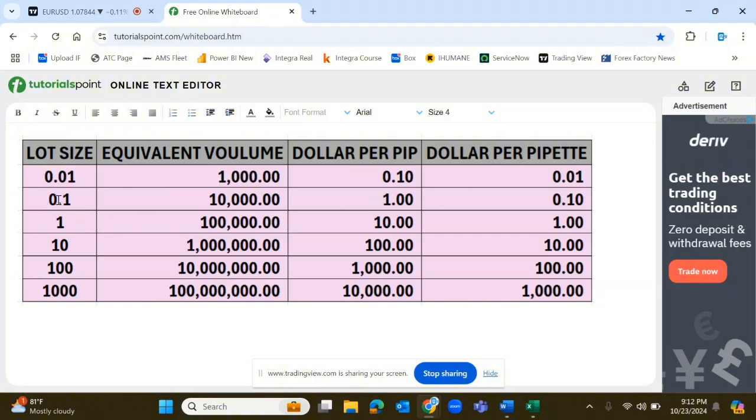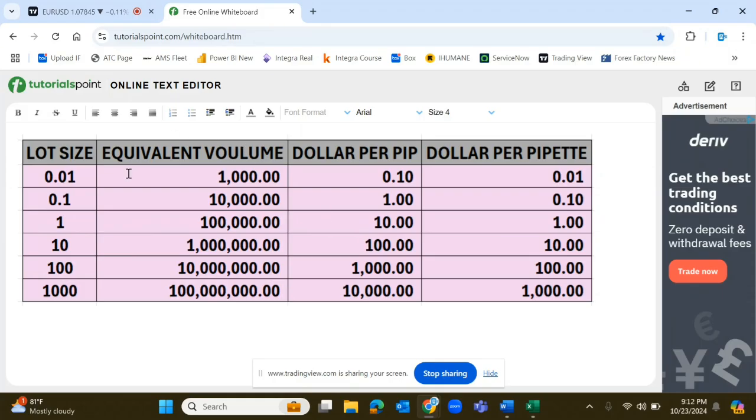While for a 0.01 lot size, if the price changes by just 1 pipette, you make $0.1. And if you are using a lot size of 1, and the price moves in your favor by just 1 pip, then each 1 pip that it moves is going to give you $1. And if you are using a lot size of 10, and the price moves in your favor by just 1 pip, then you are going to make a profit of $100.